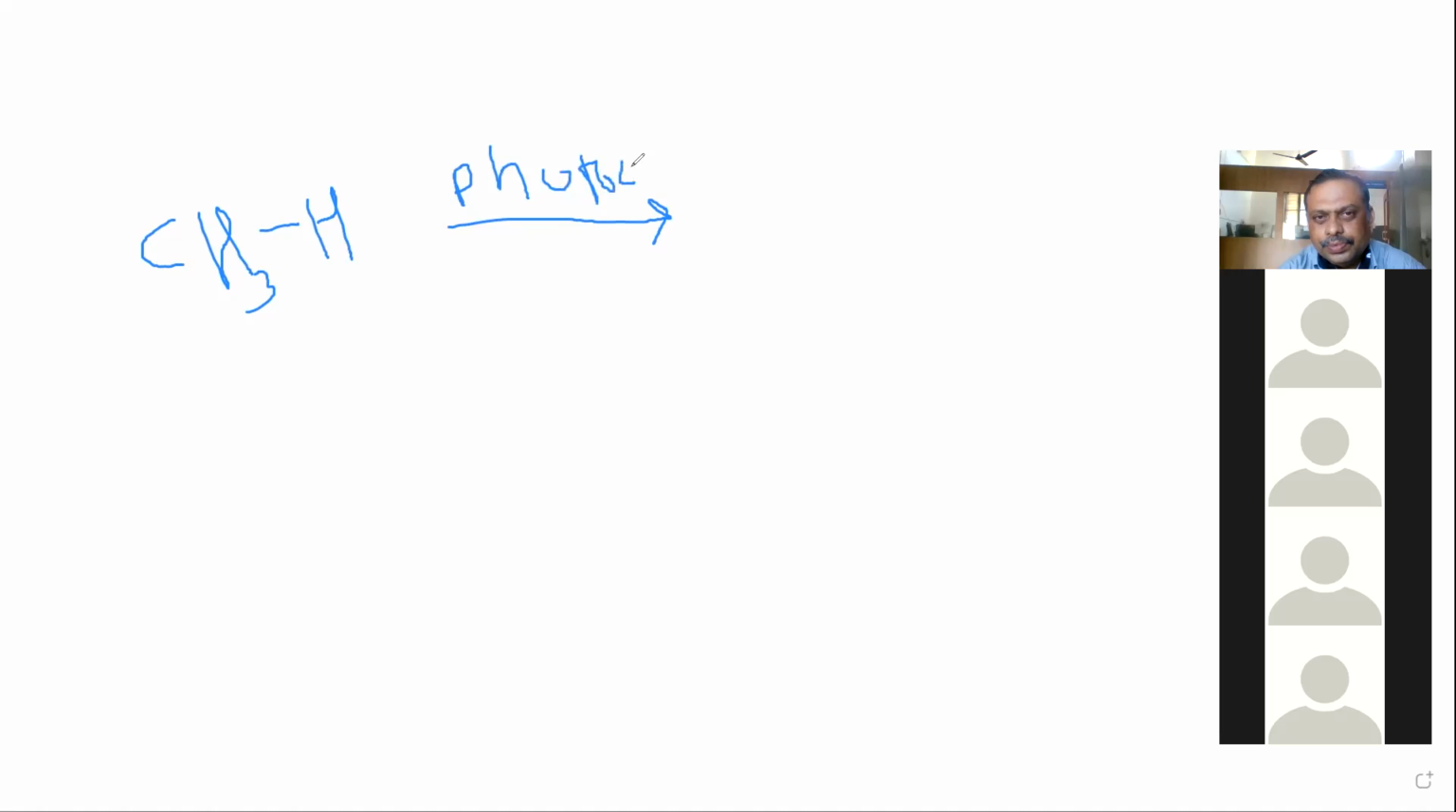Suppose we take CH3-H, and this compound is exposed to sunlight, a photochemical reaction, or light radiation. The bond between carbon and hydrogen breaks symmetrically, like this.